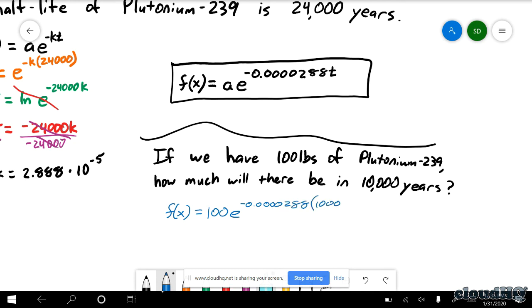10,000 years. Oh, see, you don't even have to do any logs or anything. You can just plug that in the calculator. We would get about 74.98, basically 75 pounds.